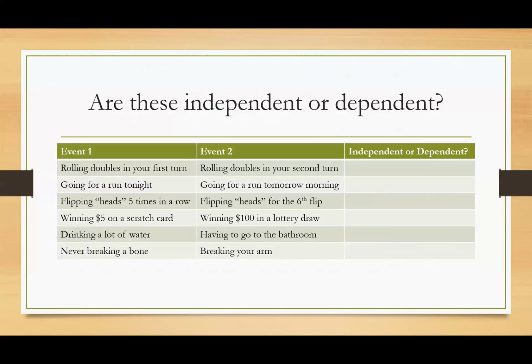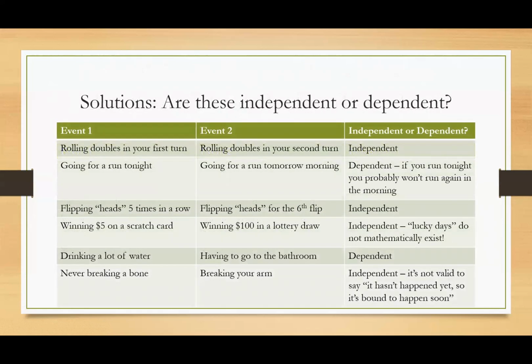First one: the first event is you roll doubles in your first turn, and the second event is you roll doubles in your second turn. Are these independent or dependent events? In other words, if I roll doubles, does that change the probability that I roll doubles the next time I roll? No, those are independent events. Those are not related to each other. I could roll doubles and the next time also roll doubles, but those have nothing to do with each other. It might be a lucky chance, it might be a coincidence, but they're not related to each other.